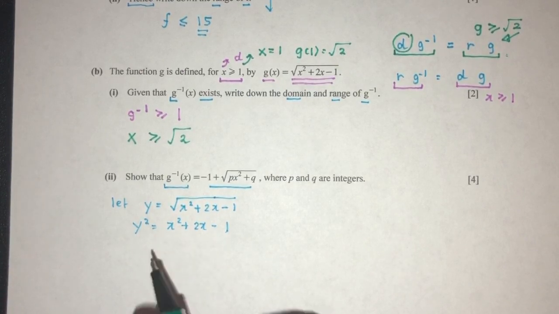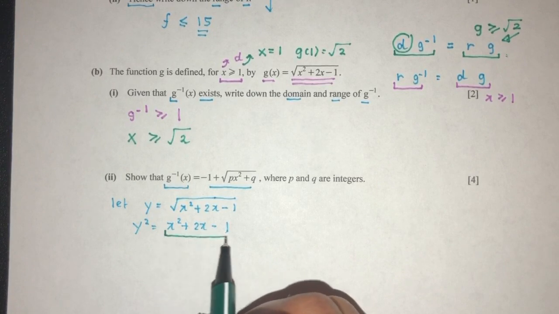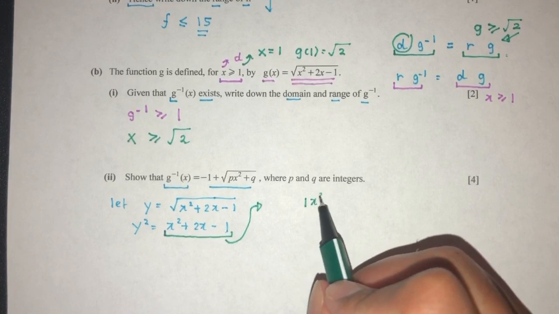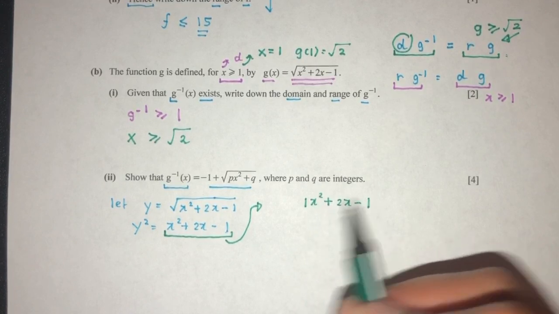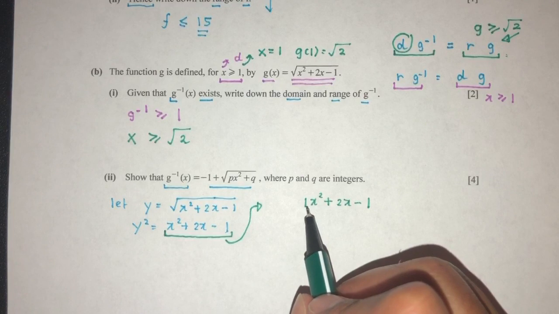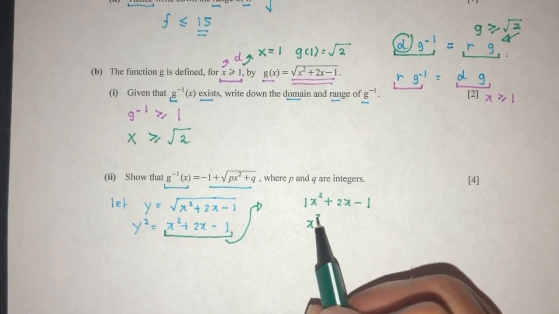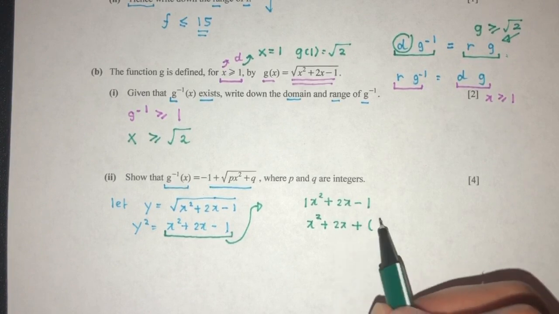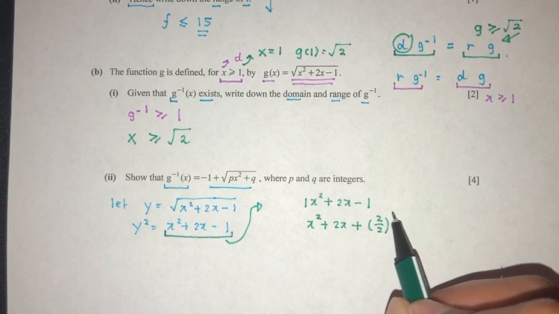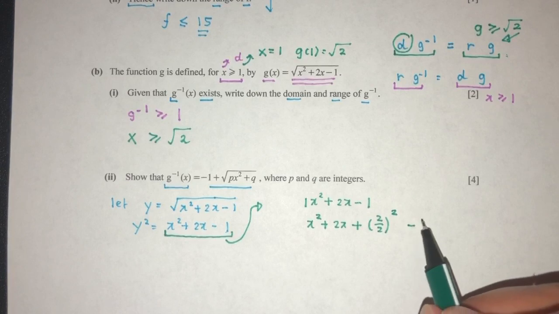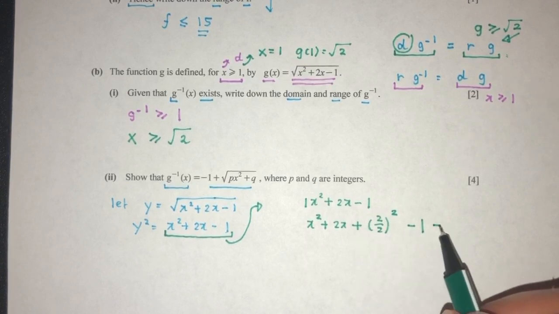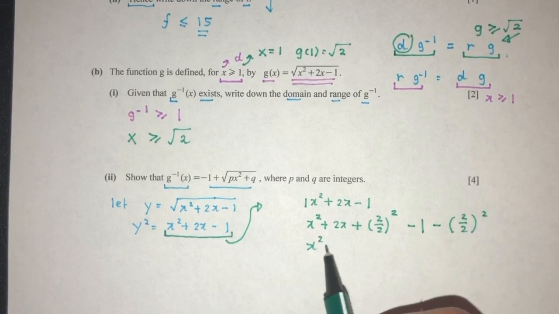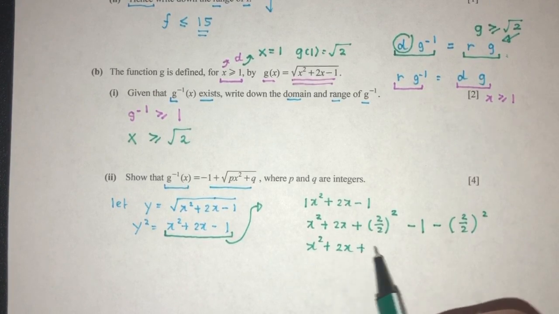So in this way, we have to realize we have to actually complete the square of this one. Here we have 1x squared plus 2x minus 1. Because here we have 1, we can proceed to the next step. That will be x squared plus 2x. We have to add something. That will be 2 over 2 squared. Here we have minus 1. When you add something, you have to minus the same value because you don't want to change the equation. You have x squared plus 2x plus 1 squared.